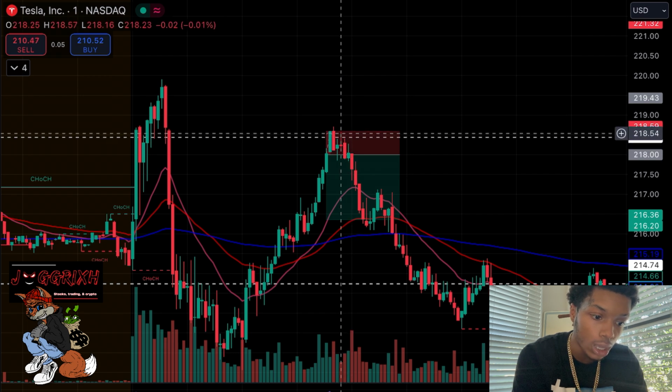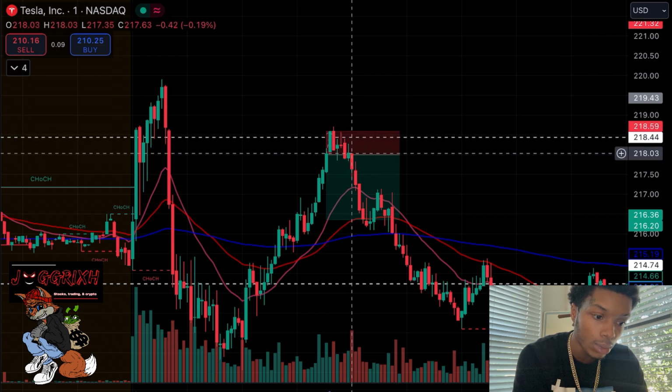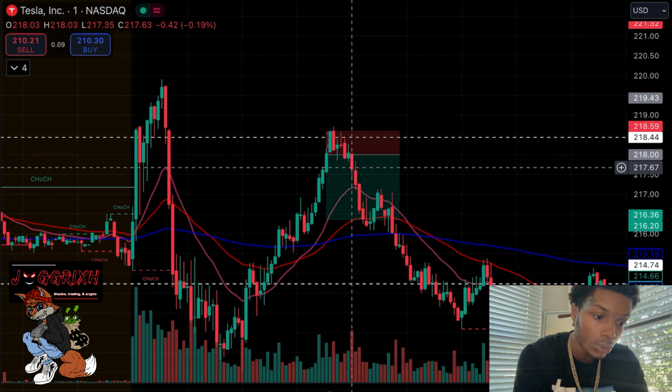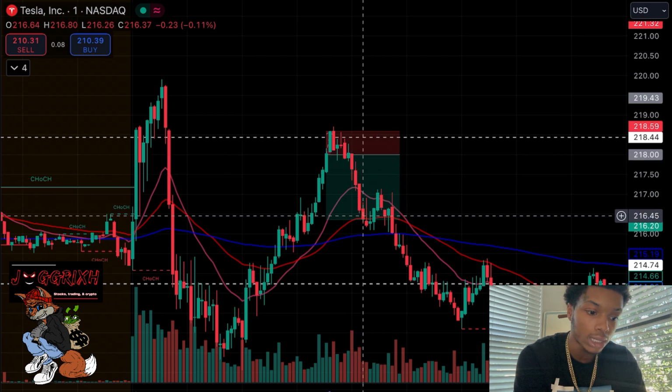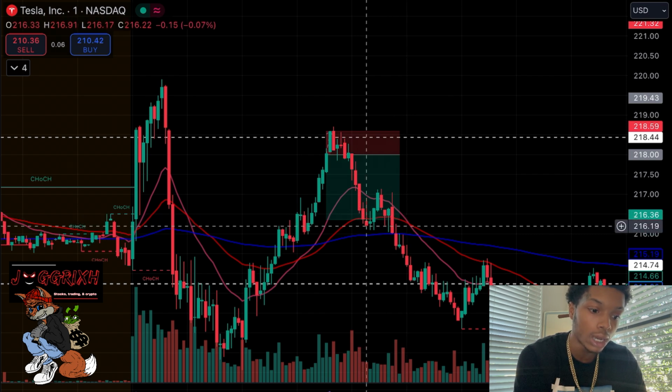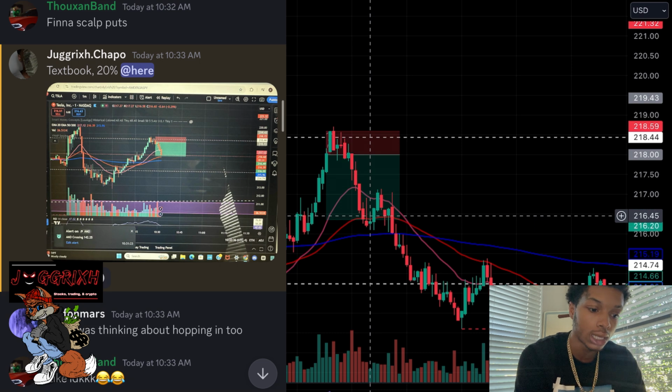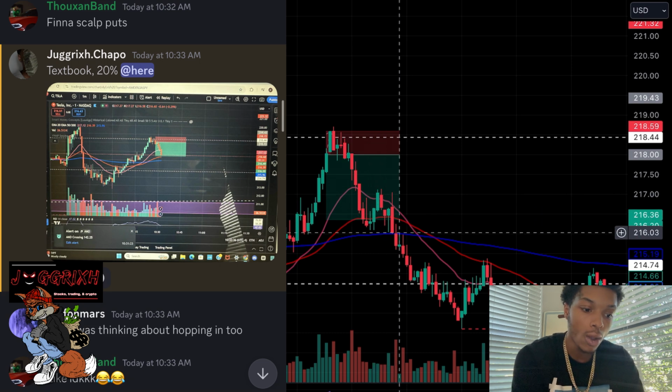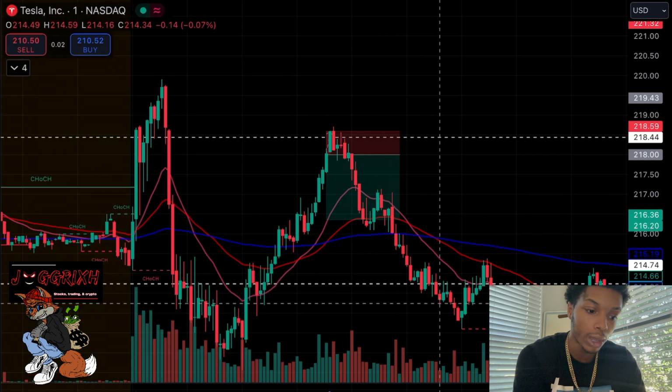And what did it do? It never hit my stop loss. It almost tapped it right there. I was almost stopped out of the trade on my risk management, but thankfully it kept going down, man. And we seen a quick 20% gain on this. And as you can see, I sold it right before it started bouncing up a little bit.